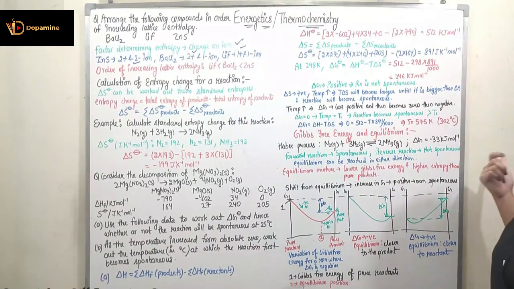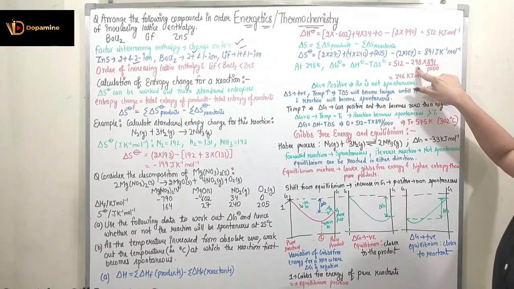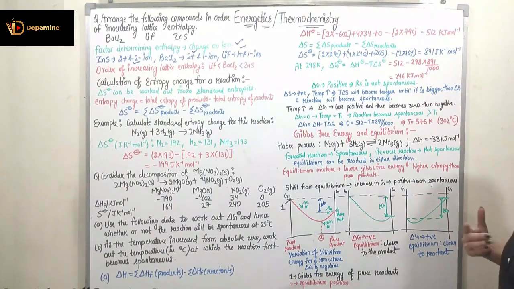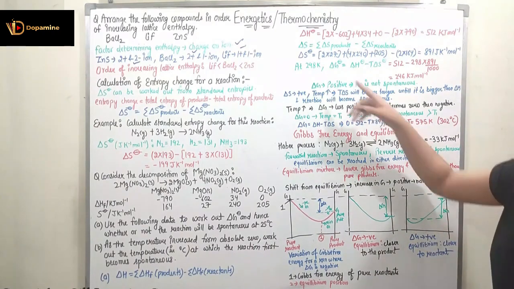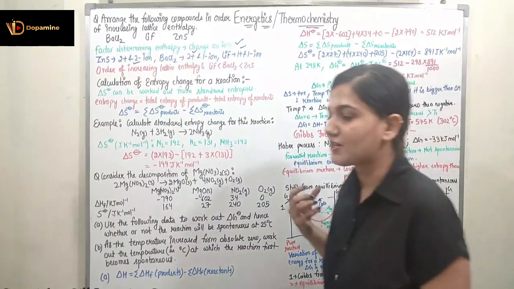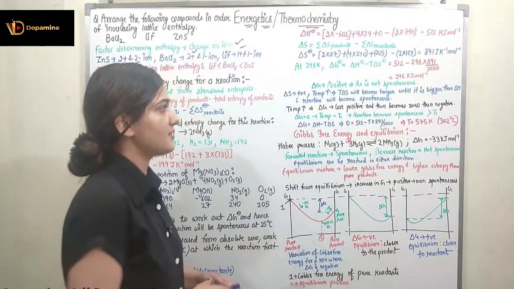So we will be dividing it by 1000. At the temperature of 298, 512 minus 298 into 891 upon 1000 gives me 246 kilojoule per mole. Now here you can see delta G is positive. When the delta G is positive, the reaction is not spontaneous, right?